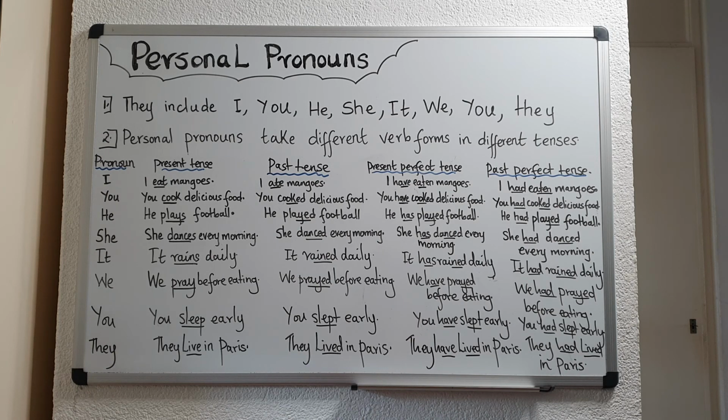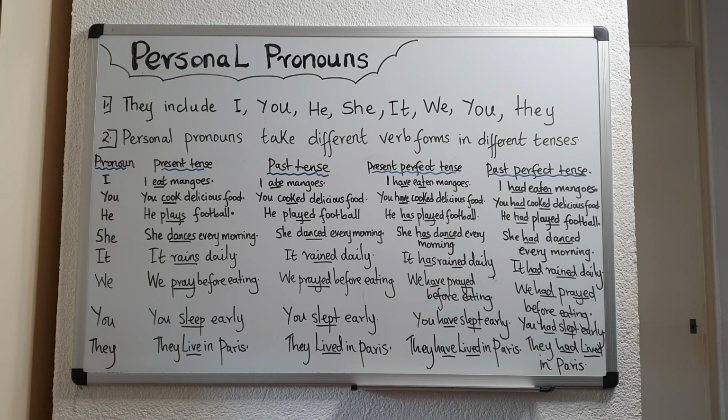Now, finally, we have the personal pronoun they. In the present tense, it is they live in Paris. So once more, when you choose the personal pronoun they in the present tense, you combine it with the verb and the verb must remain in its original form. It must remain in the first form or in the base form. You don't change it at all. And that is a permanent rule. They live in Paris. You can never say they lives in Paris. No, that is not correct English.